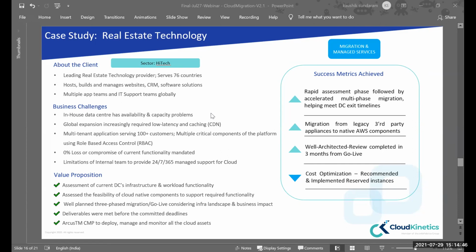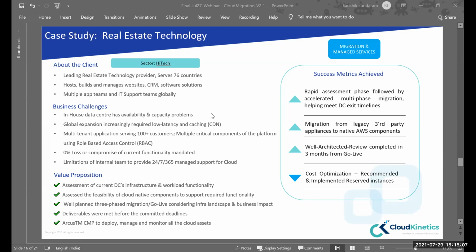Success metrics achieved through this engagement: the rapid assessment phase followed by the accelerated multi-phase migration. The customer was also able to quickly move out of their current data center because a lot of components were up for a hardware refresh soon. So it helped them really well there.